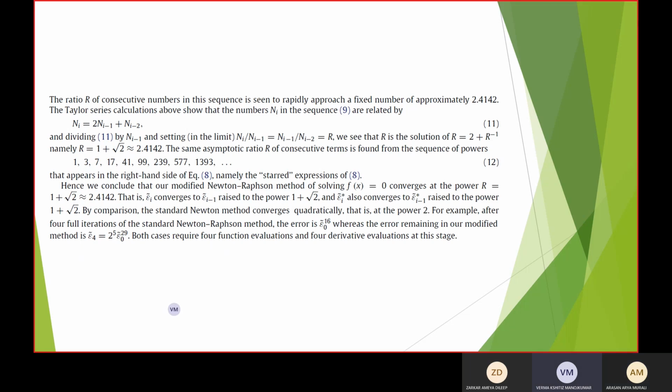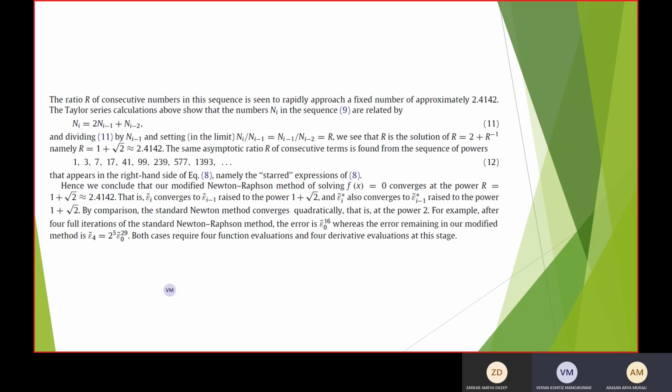So this ratio r of consecutive numbers in this sequence is seen to rapidly approach a fixed number, which is approximately 2.4142. The Taylor series calculations above show that the numbers ni in the sequence 9 are related by ni equal to 2 ni minus 1 plus ni minus 2. Now, when we divide this equation 11 by ni minus 1 and set the limit of ni by ni minus 1 equal to ni minus 1 upon ni minus 2, which is equal to r, we see that r is a solution of the equation r equal to 2 plus 1 by r. So when we solve this equation, we get r as 1 plus root 2, which is approximately 2.4142.